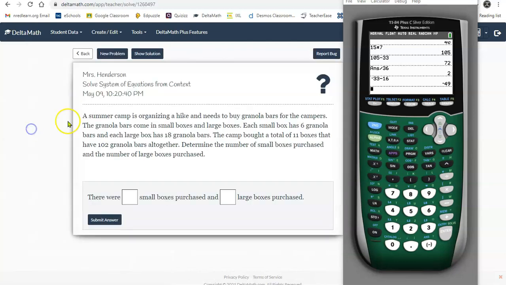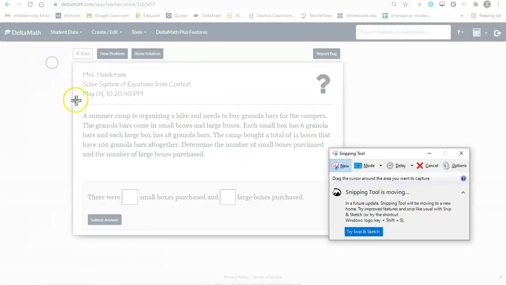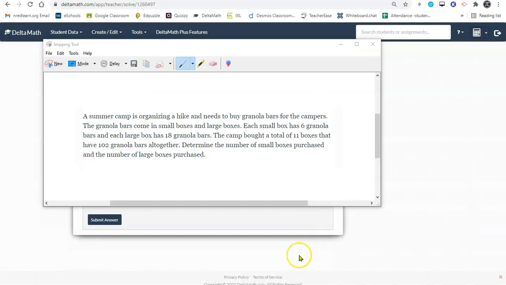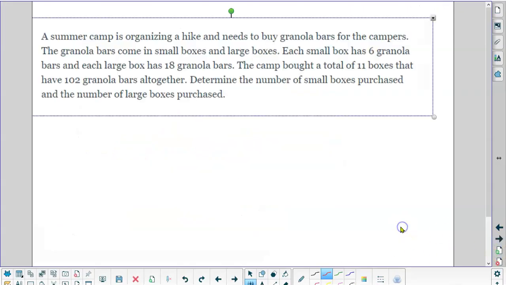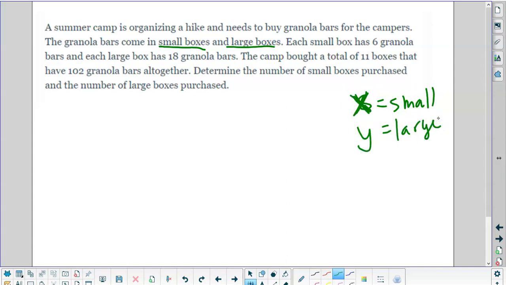All right, next one is solve a system of equations in context, which means that you have to read the word problem and create the two equations yourself. So let's see. Read carefully. A summer camp is organizing a hike and needs to buy granola bars for the campers. Granola bars come in small boxes and large boxes, so there's my variables: X for small and Y for large, if you want to use X and Y.